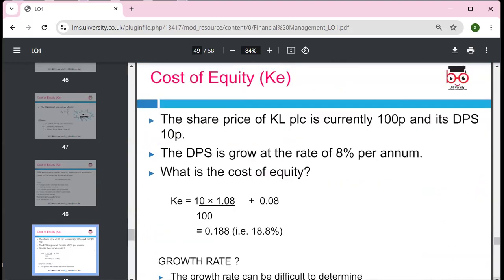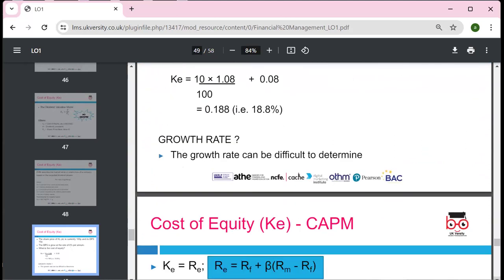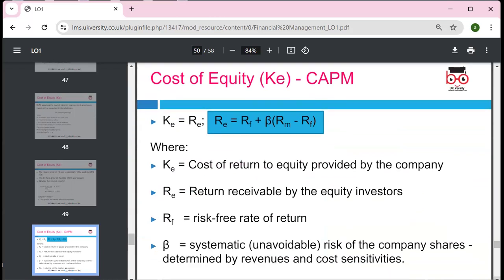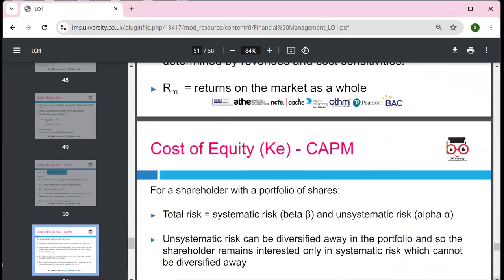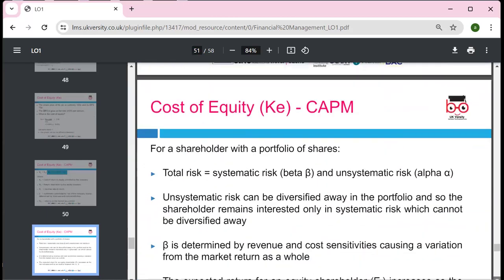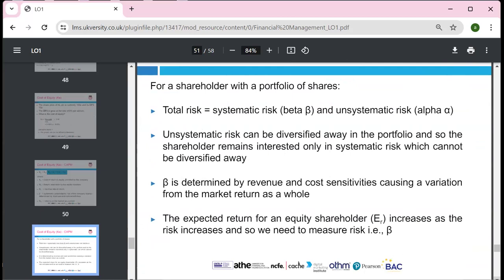For the cost of equity, we can look at how much dividend we are paying and how much growth rate we are expecting, and that is how we find the real value. We also look at how the equity performed in the previous year, what the risk factor is, the beta and the risk rate, and we can use this equation. On the cost of capital and cost of equity: systematic risk is measured by beta, the risk factor, while unsystematic risk is alpha. Unsystematic risk can be diversified away in a portfolio, like not putting all your eggs in one basket. The beta is determined by the revenue and cost sensitivities that cause the variation, so that is quite crucial.